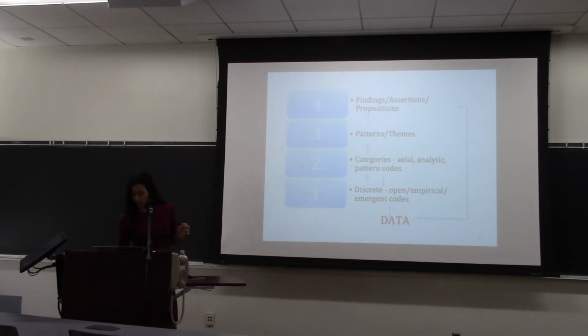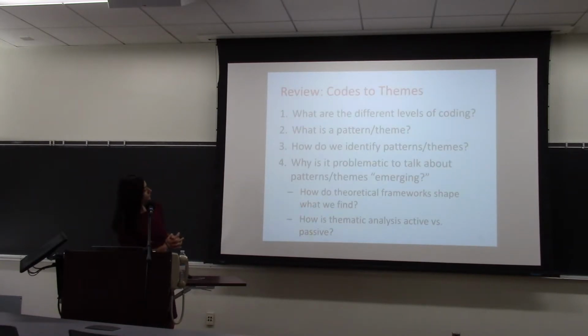Other comments about what you found, what you talked about here? Why do Brown and Clark talk about it being a problem when people say the codes emerged or the findings emerged? Isn't qualitative research supposed to be emergent? Isn't that the whole idea? Anyone else want to contribute? Is that a problem?